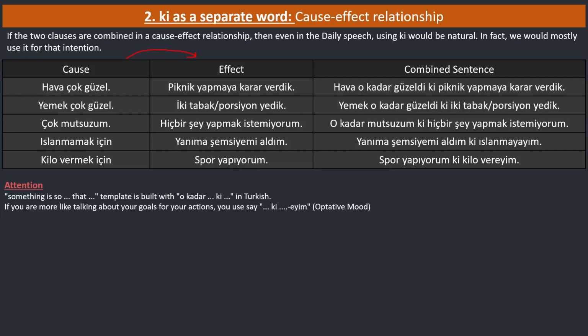Ama, but if you're talking about your goals, if you're talking about whatever you are trying to achieve, we use ki and eyim. If you're talking about yourself, of course, this can change into elim if you're talking about us. Yapalım, let's do it. Yapayım, let me do it. The ending can change depending on the pronoun, depending on the subject.